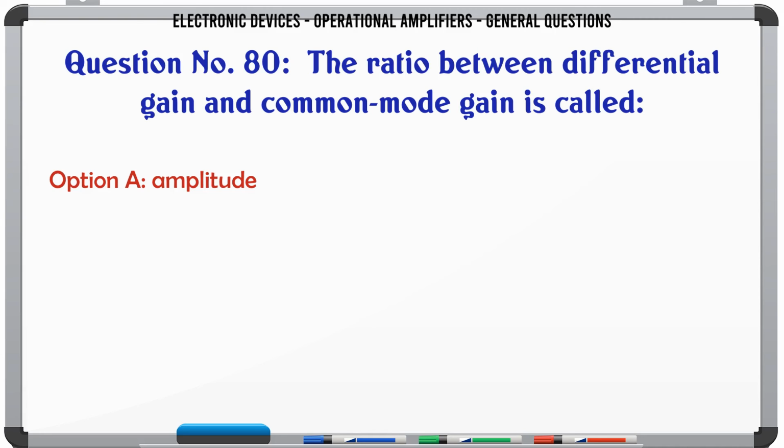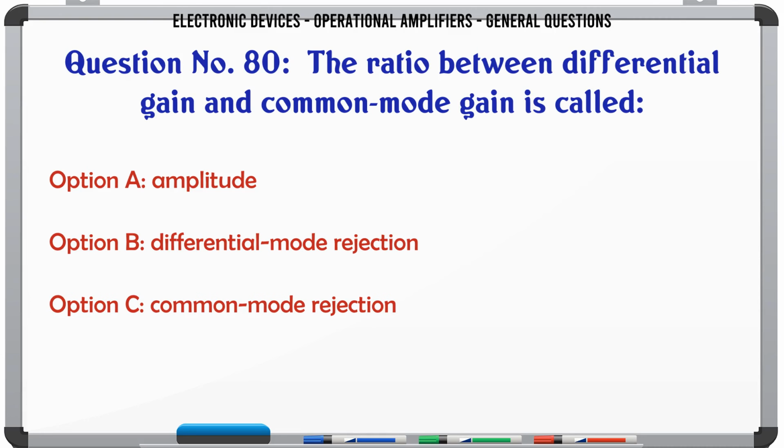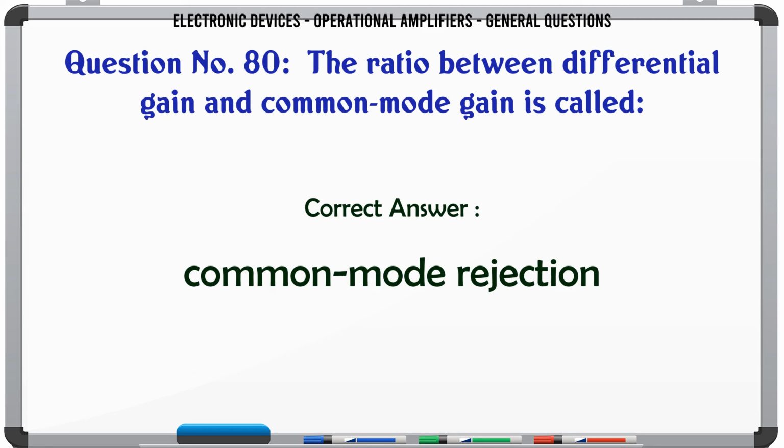The ratio between differential gain and common mode gain is called A. Amplitude, B. Differential mode rejection, C. Common mode rejection, D. Phase. The correct answer is common mode rejection.